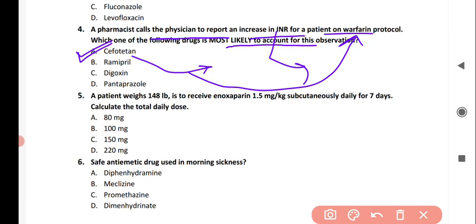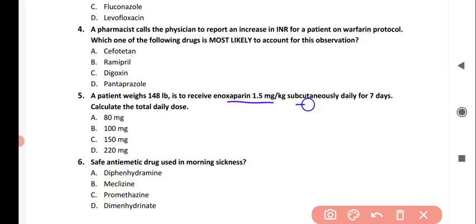The next question is, a patient weighing 148 lb is to receive enoxaparin 1.5 mg per kg subcutaneously daily for 7 days. Calculate the total daily dose. So the patient has a weight of 148 lb, that is in pounds. He is receiving enoxaparin. Enoxaparin is used to prevent blood clots in the leg in patients who are on bed rest, or who are having hip replacement or knee replacement.